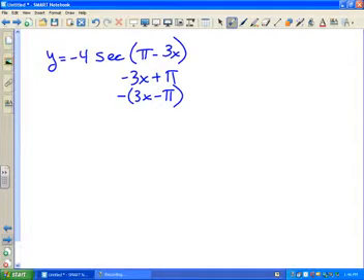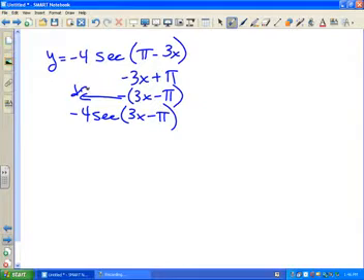But then I got to know, do I drop that negative? So if that goes back to which word is this the reciprocal of? I drop it because secant is the reciprocal of what? Cosine. And so because secant is the reciprocal of cosine, I don't need to bring it out here. I drop it because it does the same thing that cosine does.